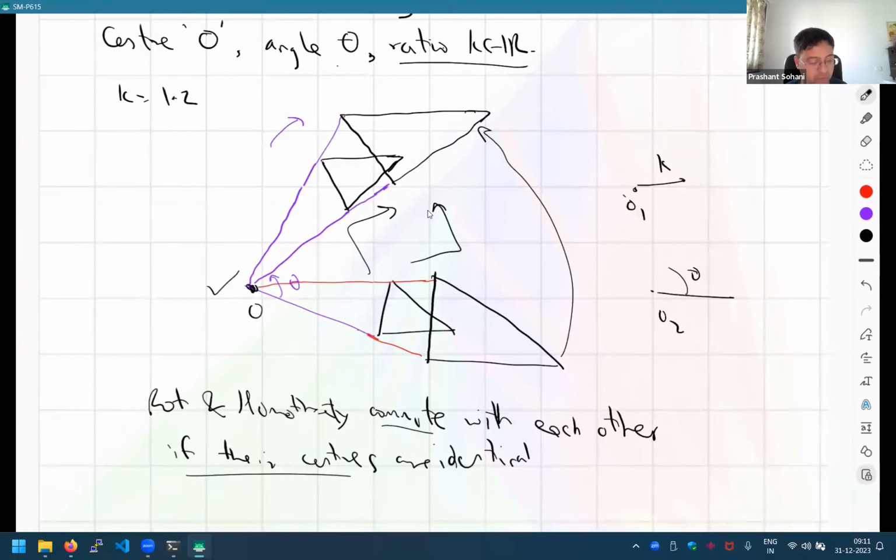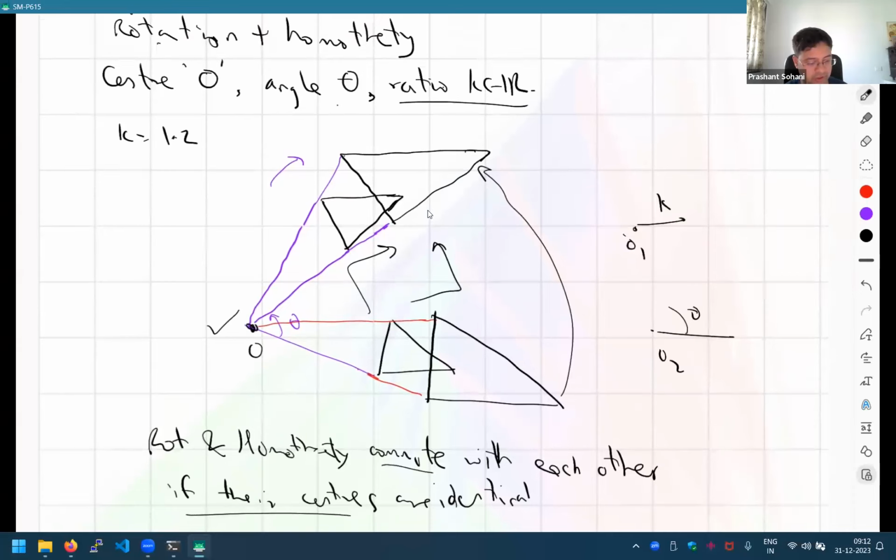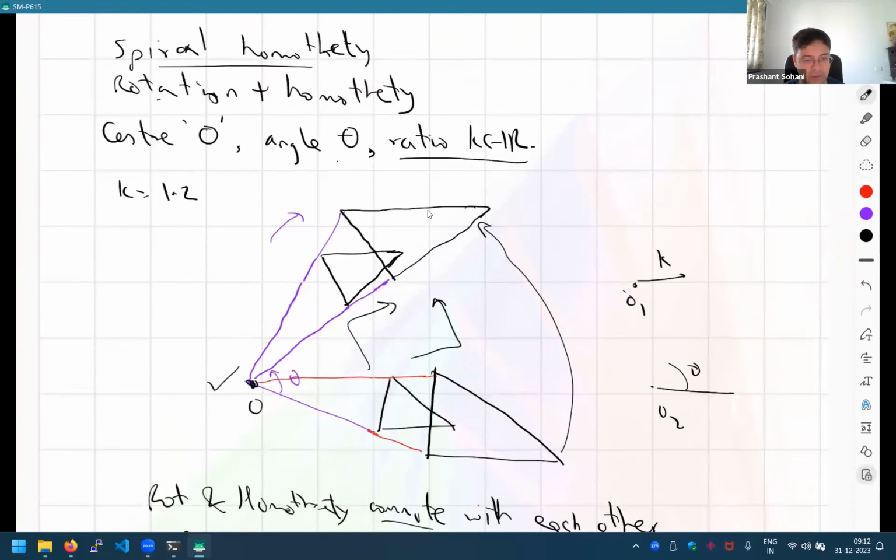And I wonder if the converse is also true, that given that some rotation and some homothety are commutative, can we prove that their centers have to be identical? That would be an interesting exercise for us to think about. Okay. So what is the significance of this spiral homothety? Why do I say that this is such an important operation?